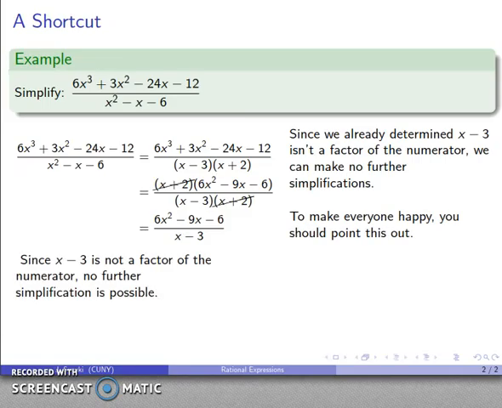You should actually point out that you're not going any further because it's not worth it, and not because you decided you wanted to quit the problem at this point. So it's worth making a point of saying that x minus 3 is not a factor of the numerator, so I can't actually simplify this expression any further.